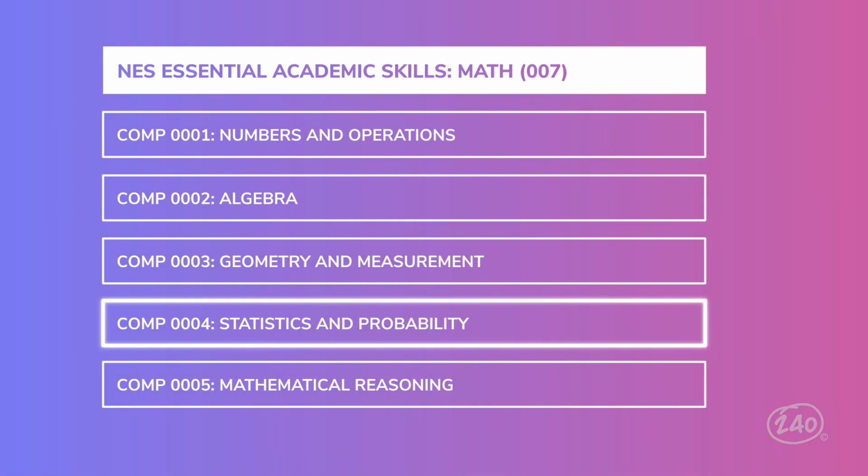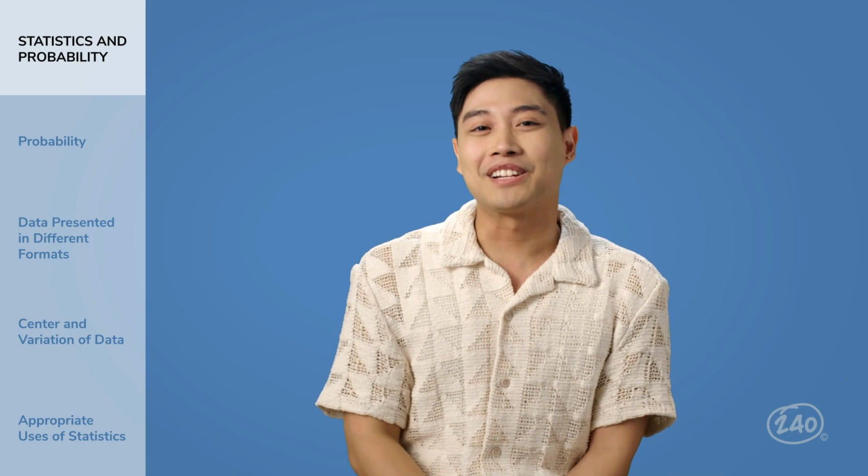Ready for competency 4? Here we are at statistics and probability. And I know those are two words that often strike fear into the hearts of millions, but I've got you. In this topic, you'll see questions on finding the probability of events, analyzing data in different formats like scatter plots, calculating the center and variation of data, and using statistics appropriately.